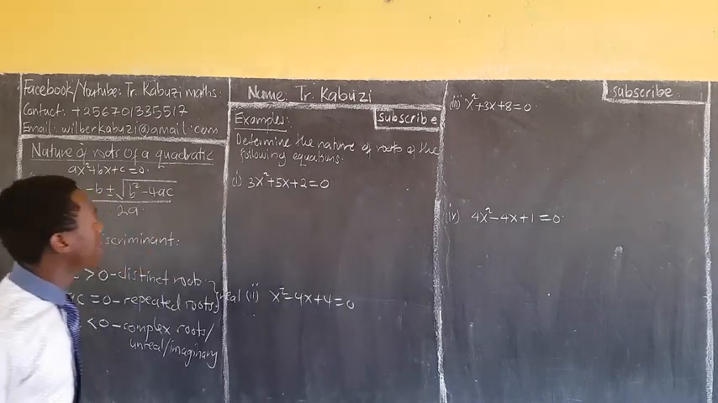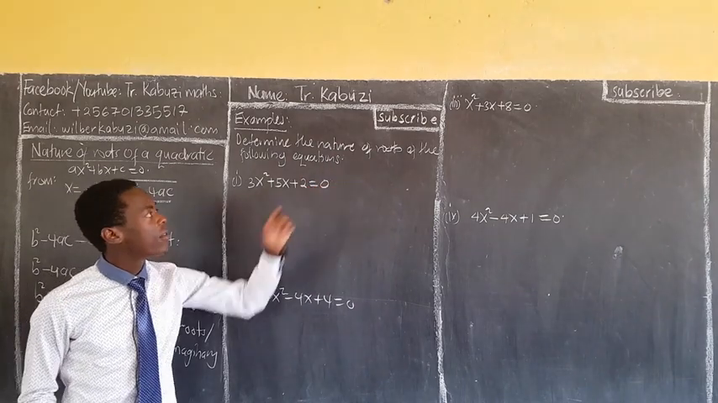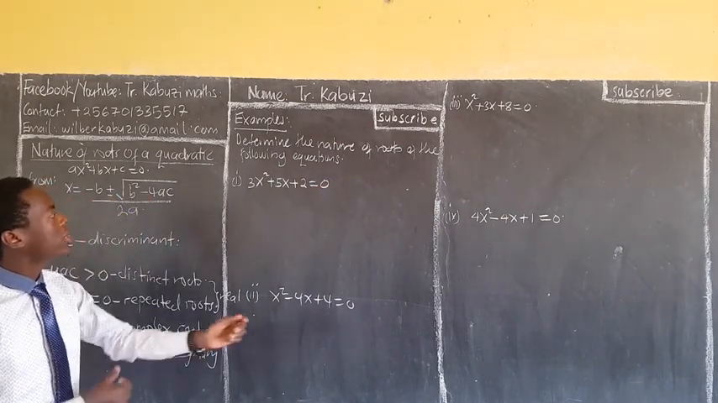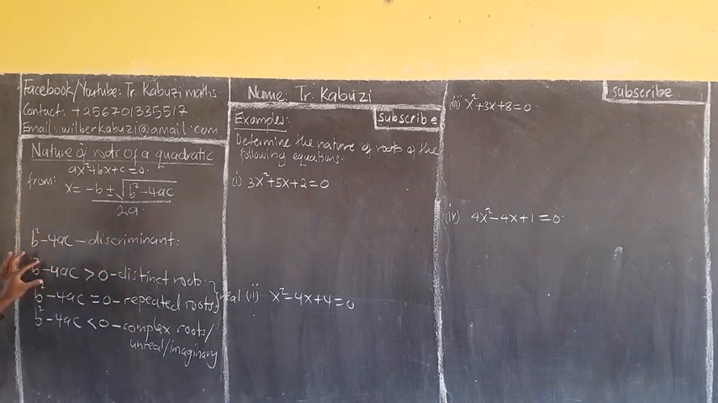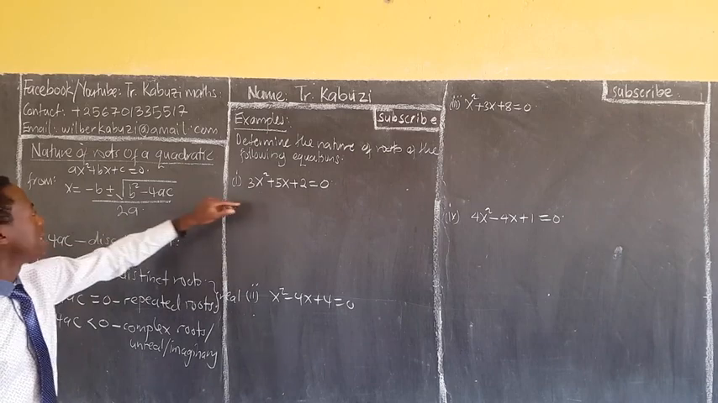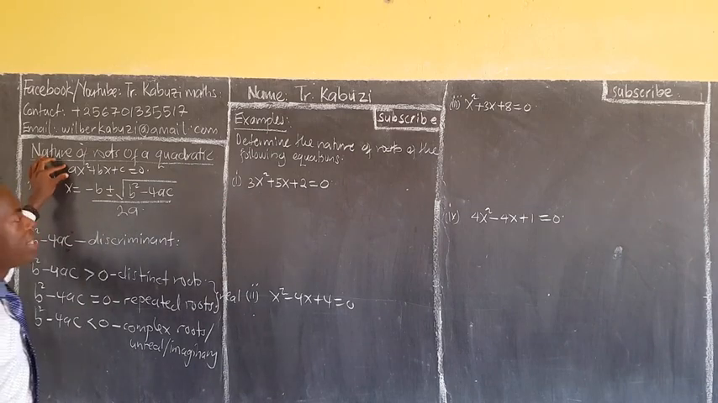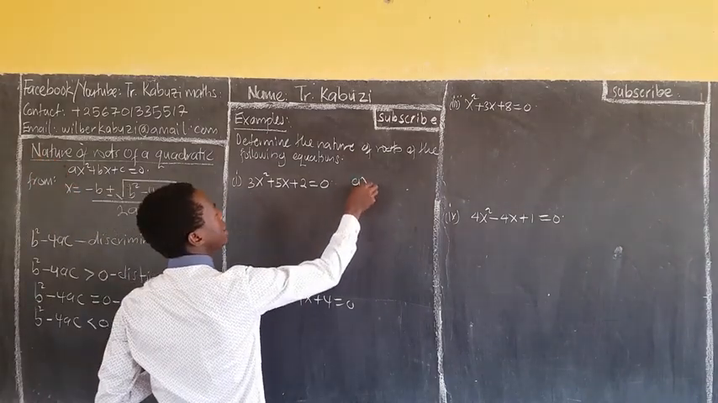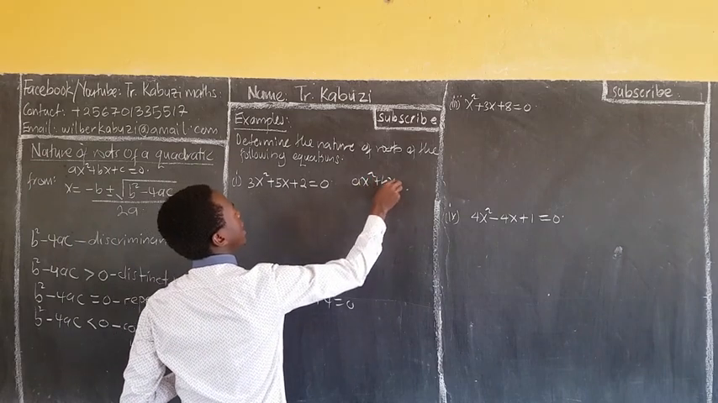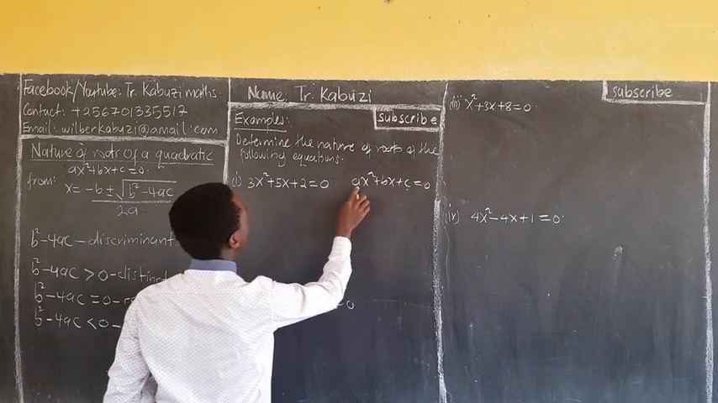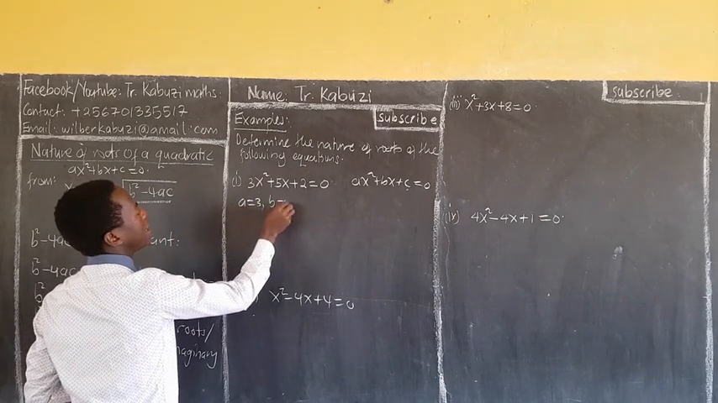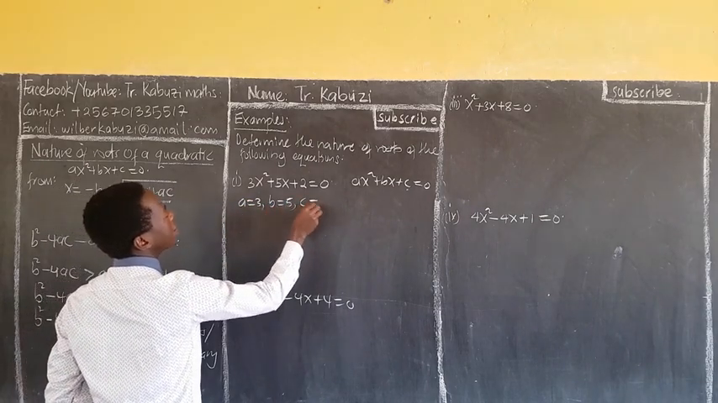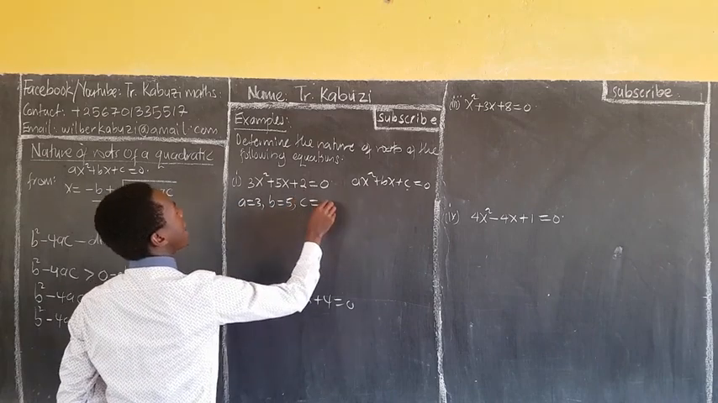Now, the example I have here: determine the nature of roots of the following equations. From here, we always need to use our discriminant. So this is our discriminant. Of course, we need a, b, and c. We compare using the general form, ax squared plus bx plus c equal to 0. So start from here: my a is 3, my b is 5, and my c is 2.